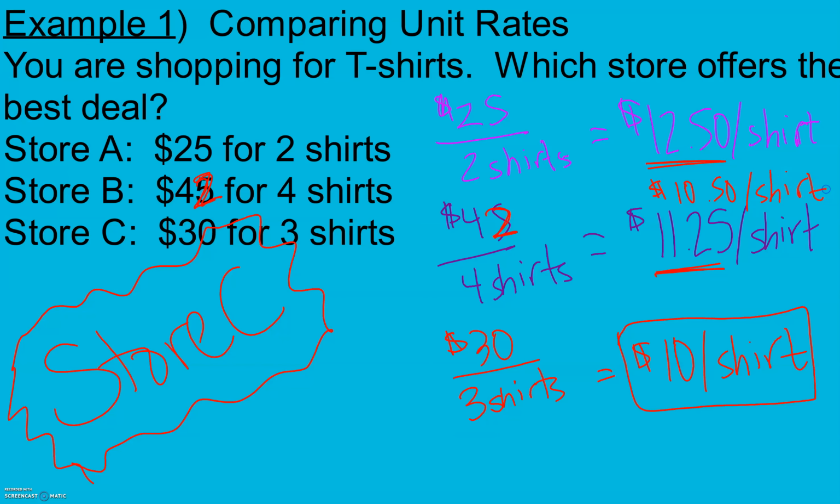Did our answer change at all? No, store C is still our best deal because it's only $10 a shirt. Store B is a better deal now, but it's still not quite better than store C. So store C is still our best deal, so our answer did not change there.